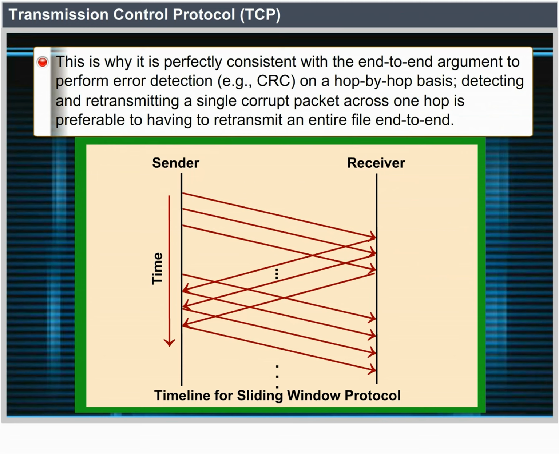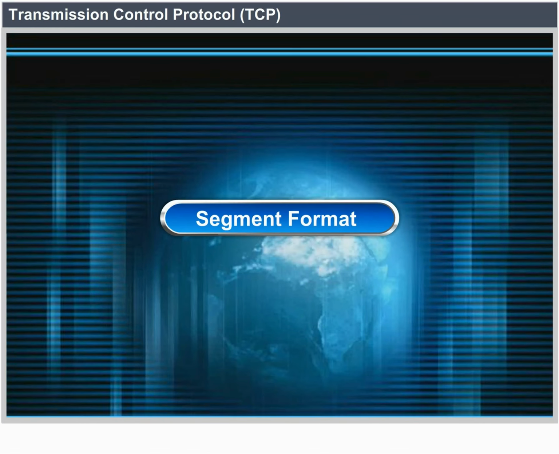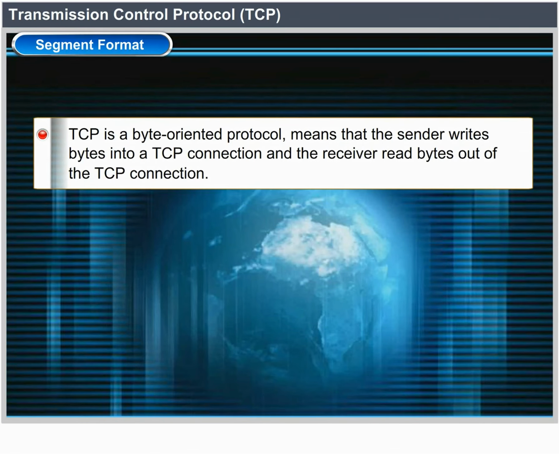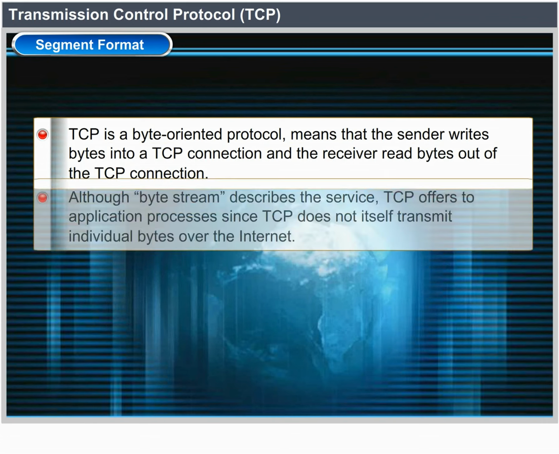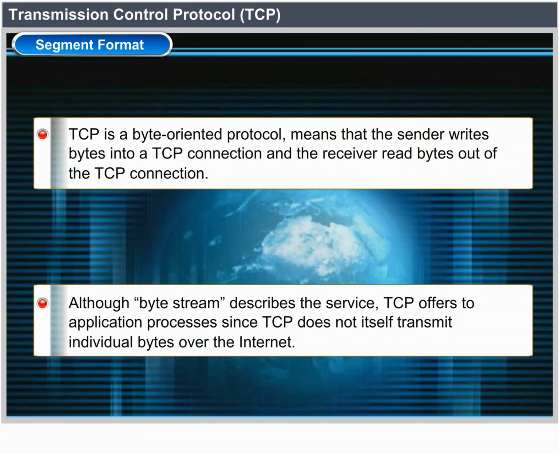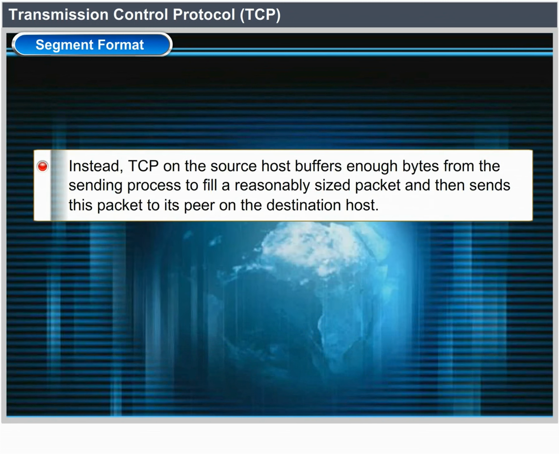Segment format. TCP is a byte-oriented protocol, which means that the sender writes bytes into a TCP connection and the receiver reads bytes out of the TCP connection. Although byte stream describes the service TCP offers to application processes, TCP does not itself transmit individual bytes over the internet. Instead, TCP on the source host buffers enough bytes from the sending process to fill a reasonably sized packet and then sends this packet to its peer on the destination host.